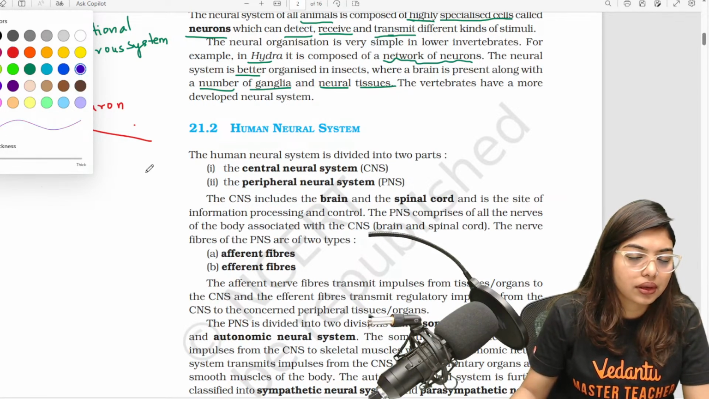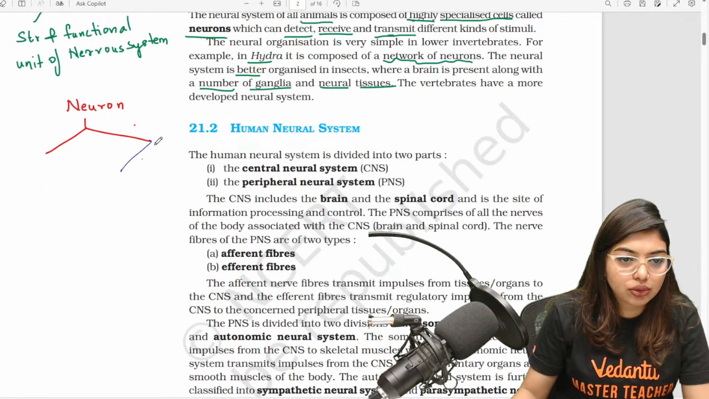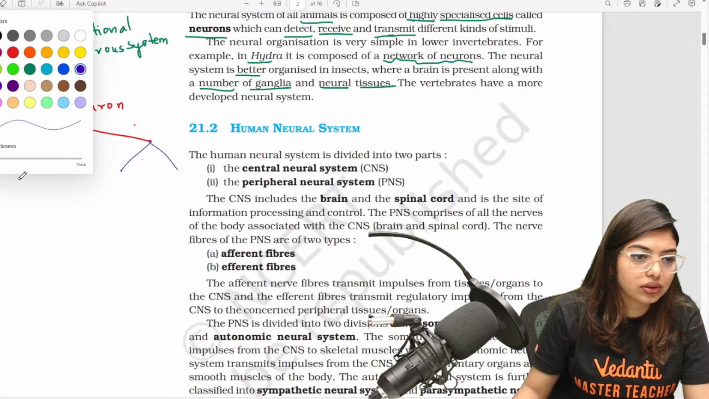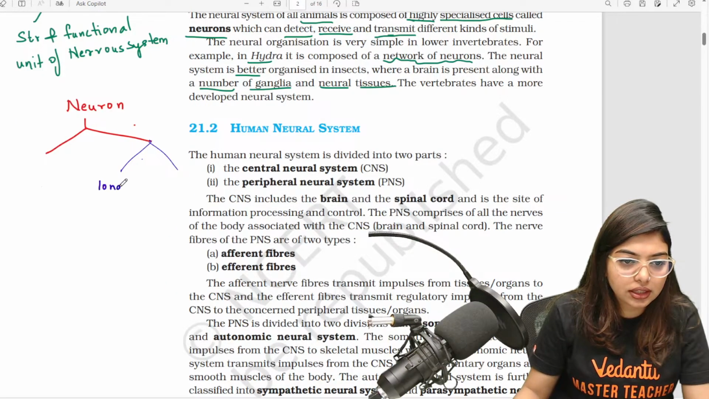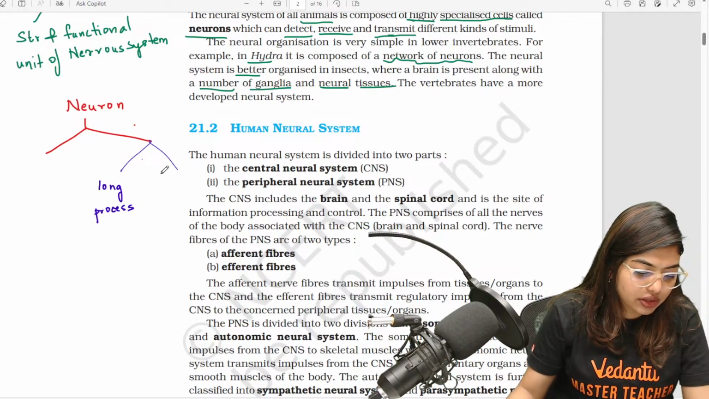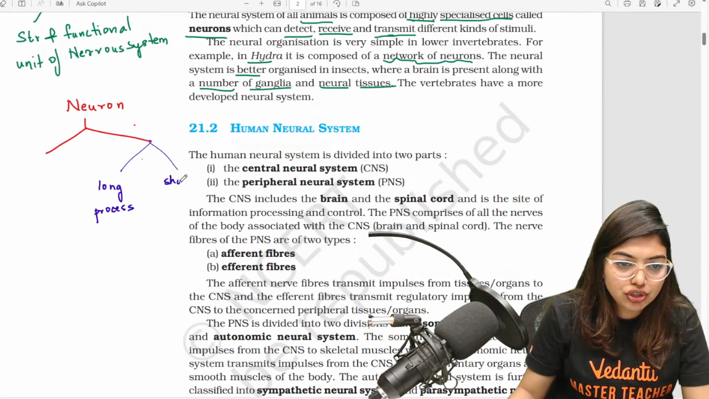Okay, so students, here I will do two categories. One is going to be long process, visible, right? And this is going to be short branched.